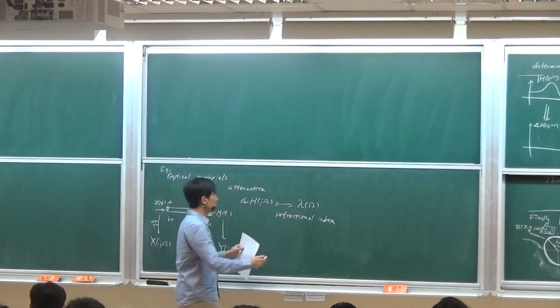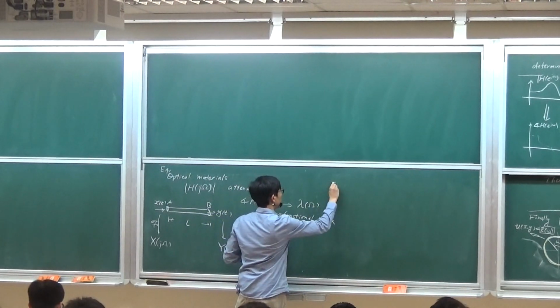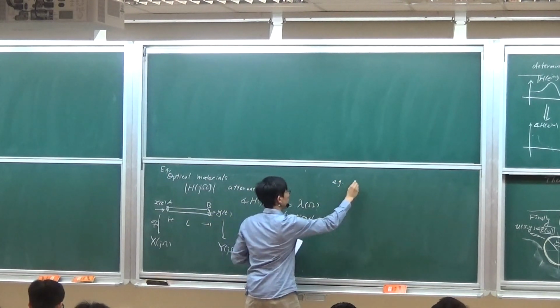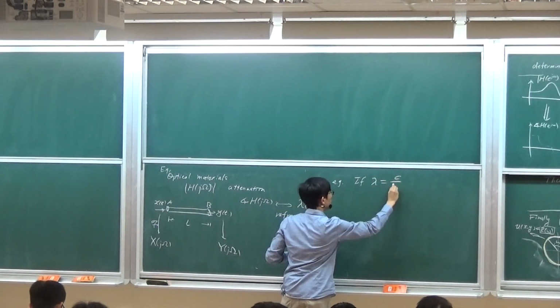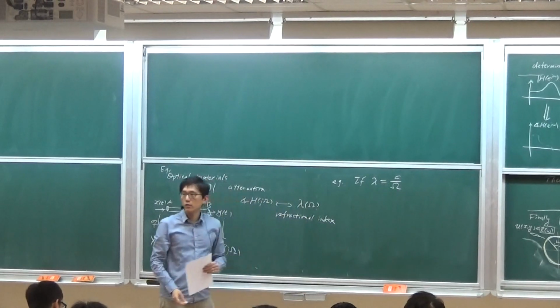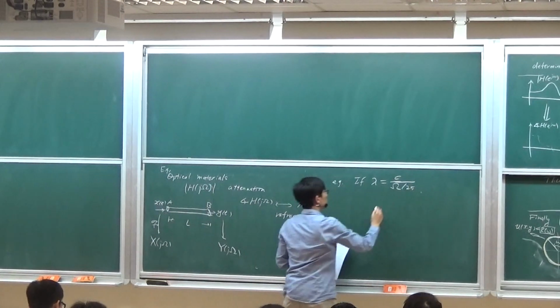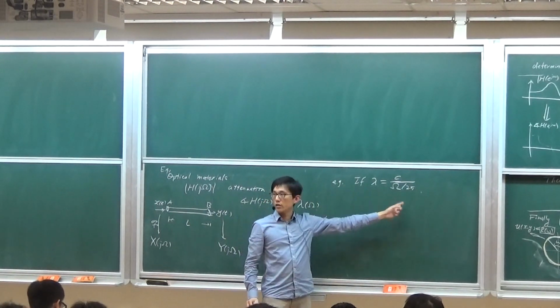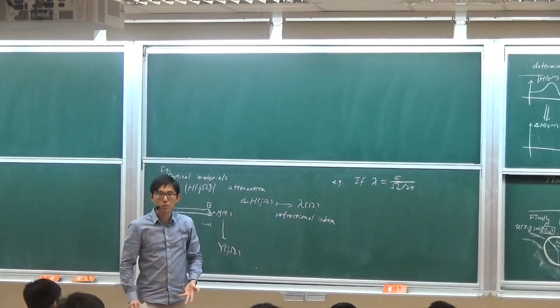For example, if lambda is simply speed of light divided by frequency, there might be 2 pi somewhere. That's not very important. It should be 2 pi. Okay, so that's one possible relation. Lambda is just inversely proportional to omega.